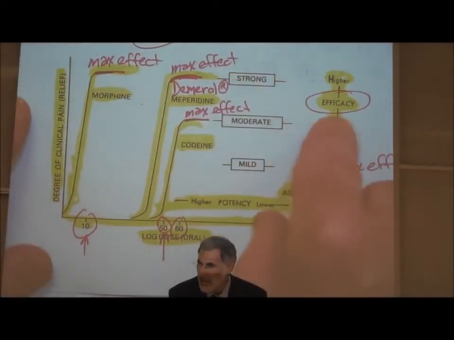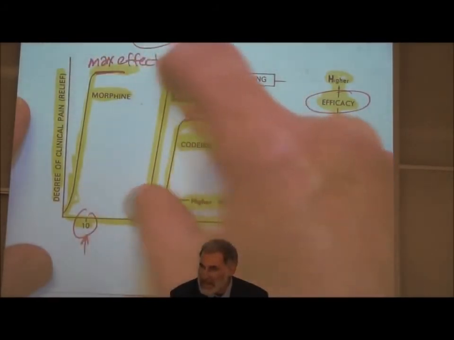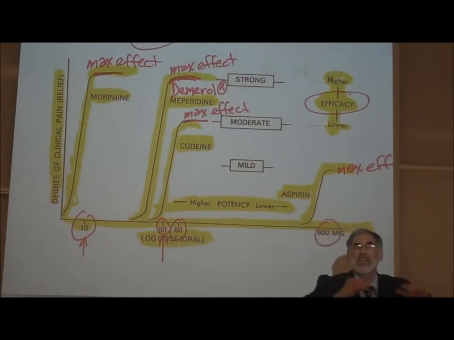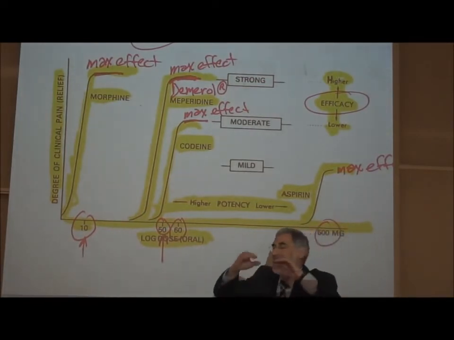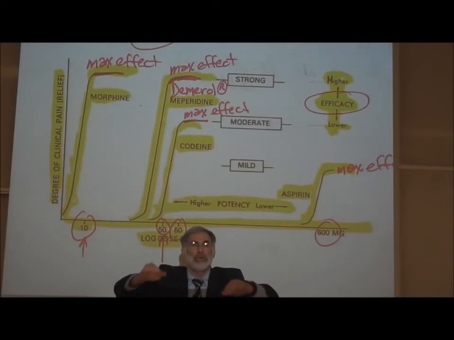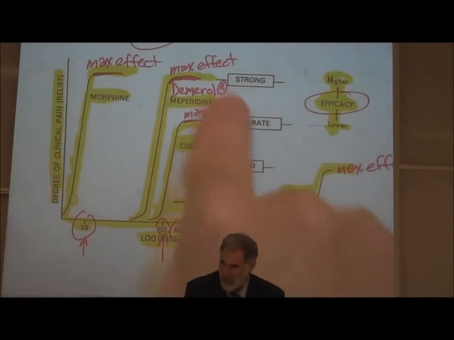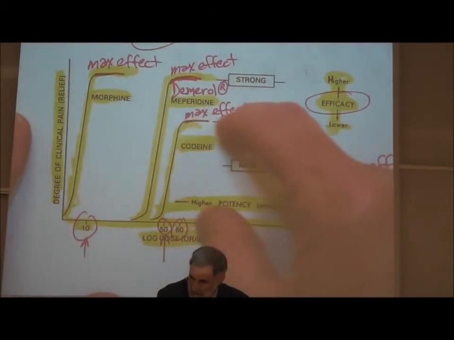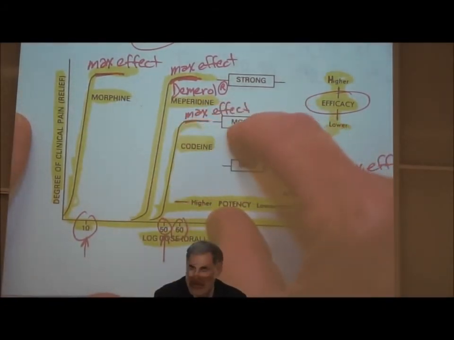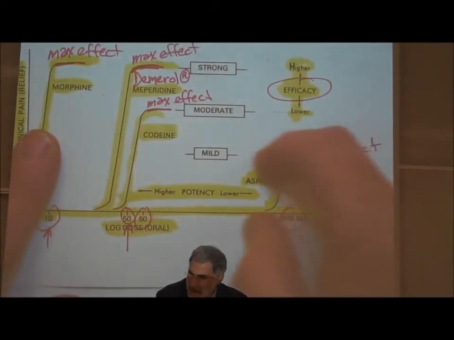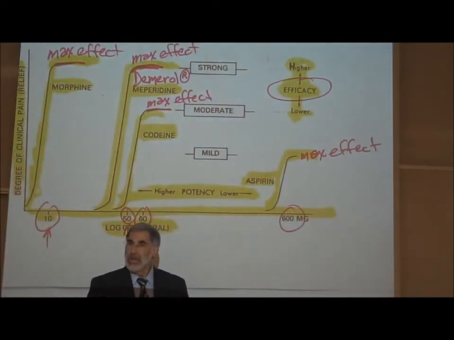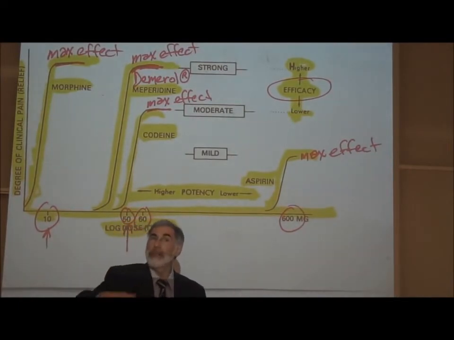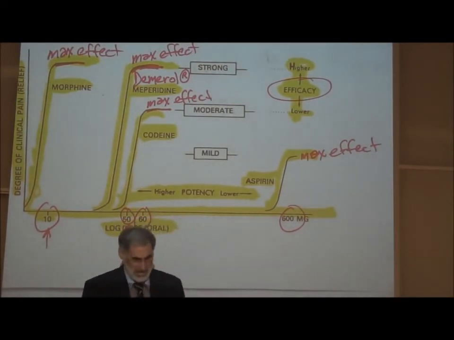So, in my mind, potency is not very important. What is important is efficacy, the maximum effect. Both Demerol and morphine are equally effective. They are equally efficacious. They both provide an equal level of strong pain relief. Now, what about codeine? That only provides moderate pain relief. And what about aspirin? Mild pain relief. Efficacy is the important concept. That's the maximum effect that you can get.